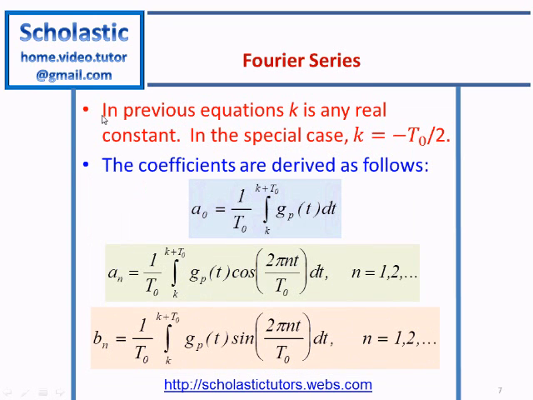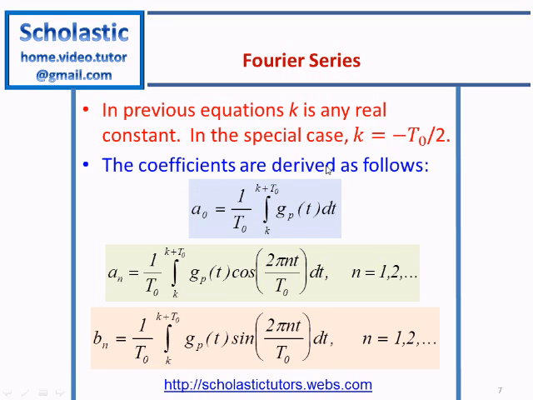Also, for the special case, in the previous example we saw a letter k there. k is any constant. In the special case, we can put k equal to negative T0 by 2. That is when you work out examples, we will see how it goes. For the moment, just remember that k can be negative T0 by 2 for most cases.